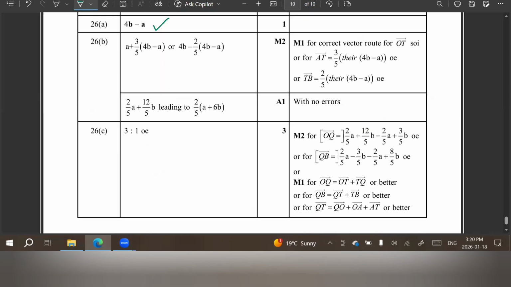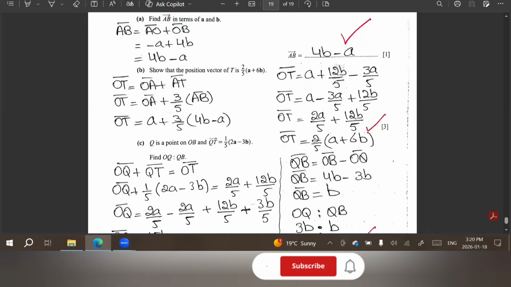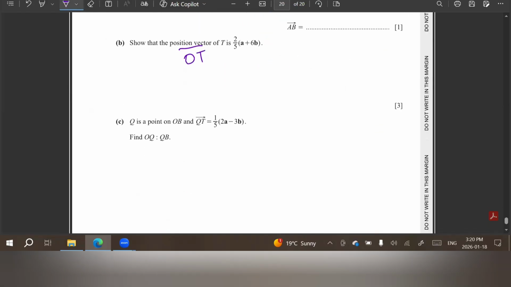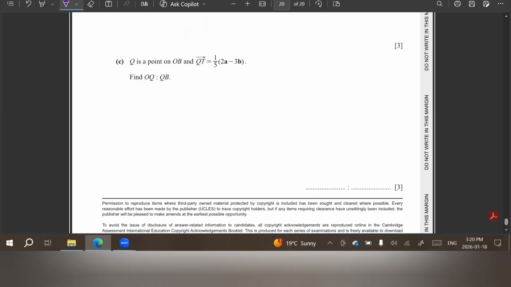Then they ask us another question. It's a little heavy question. It says Q is a point on the OB and the QT is 1 by 5 of the 2A minus 3B. Find the OQ ratio QB. This is a little heavy question. Let me show you.